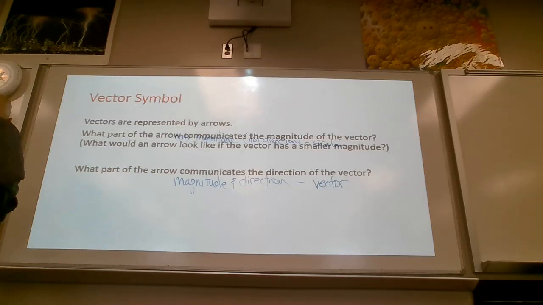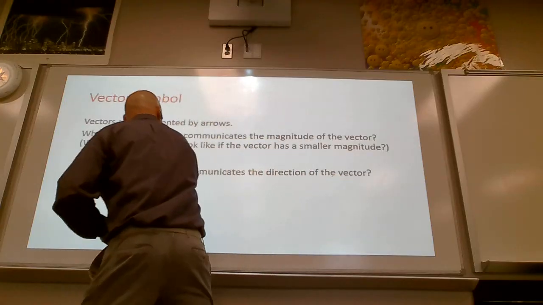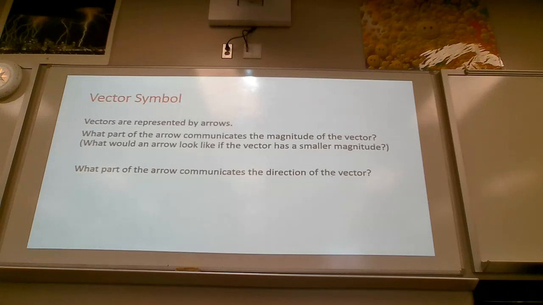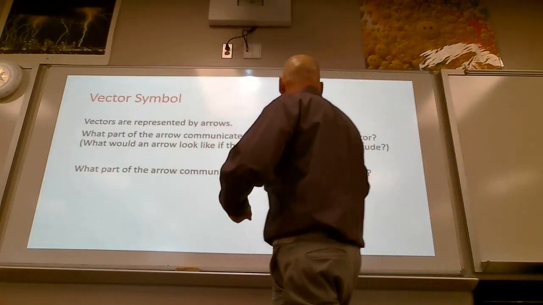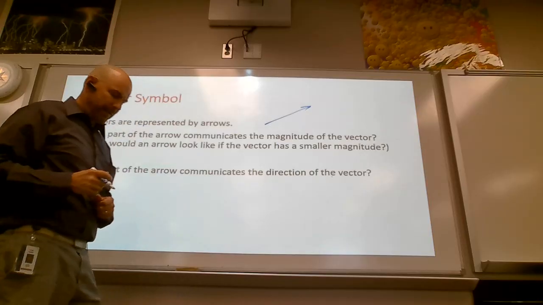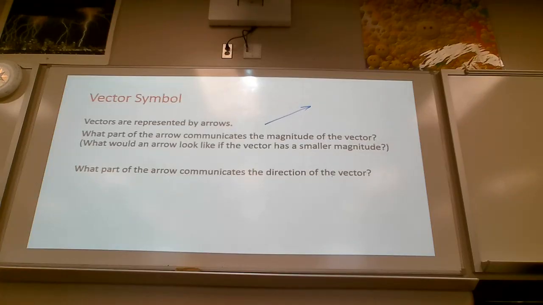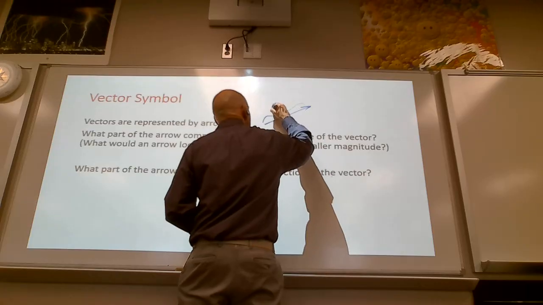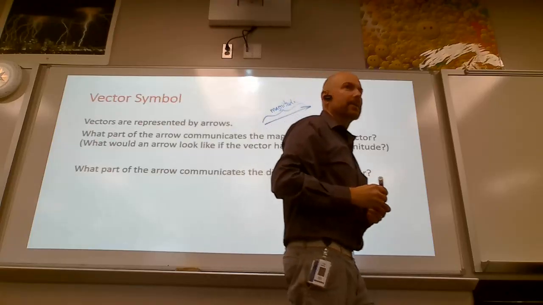Okay. So pictorially, we're going to represent vectors with an arrow. Displacement has magnitude and direction. Acceleration has magnitude and direction. So we represent a vector with an arrow. Obviously, the way it's pointing communicates direction. That's kind of a no-brainer. The magnitude is represented by the length of the arrow. The longer the arrow, the greater the magnitude.